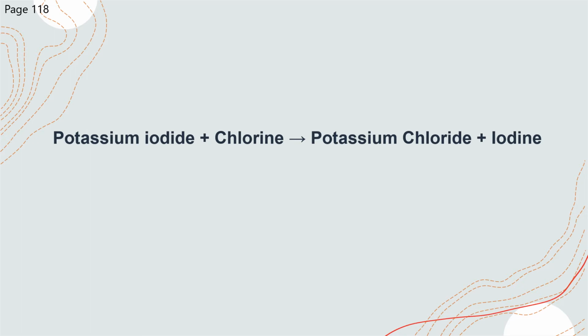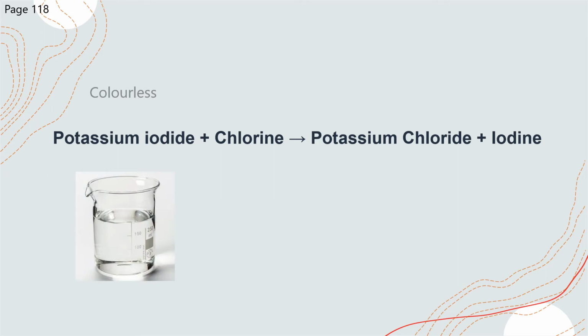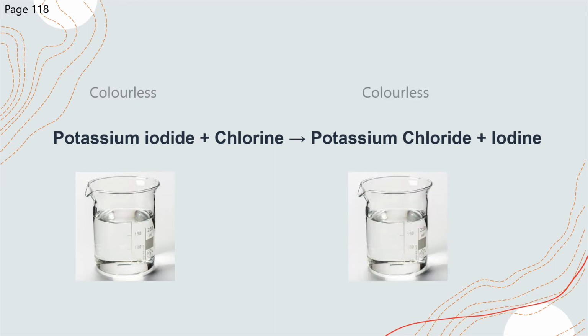Now think about what I've just said about the colour of the halogen compounds in these reactions. Remember, I said we always use them in solution, and solutions for halogen compounds are always colourless. So we've got potassium iodide we're starting with. What colour is potassium iodide? Very simply, it is a colourless solution. And at the end, we've got another halogen compound, potassium chloride. Again, all halogen compounds are colourless, so it's also a colourless solution.